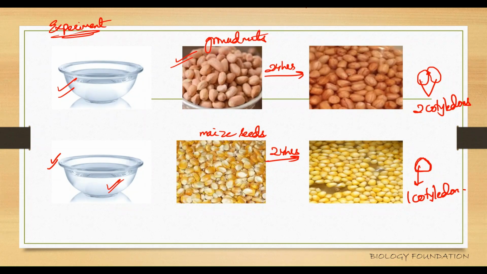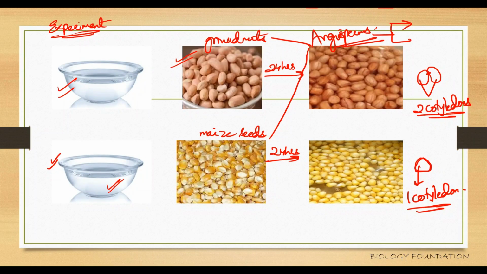Though groundnut and maize both belong to the angiosperm division, groundnuts have two cotyledons while maize has one cotyledon. Therefore, angiosperms are again internally classified as dicotyledons and monocotyledons.